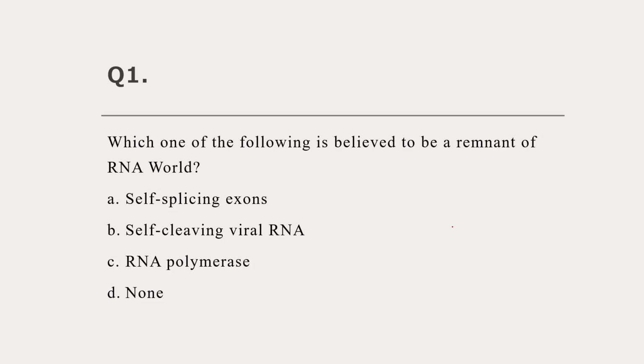Okay, then let's discuss it. Here your answer is self-cleaving viral RNA. Some of you have answered C, RNA polymerase. See, RNA polymerase is a protein. RNA polymerase is an enzyme where protein acts as an enzyme. So if it needs to be a remnant of the RNA world, it needs to be one thing that is made up of RNA, not protein.